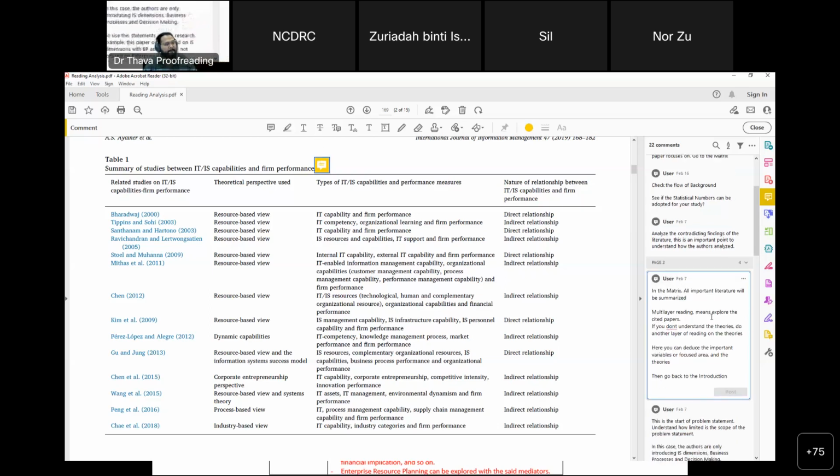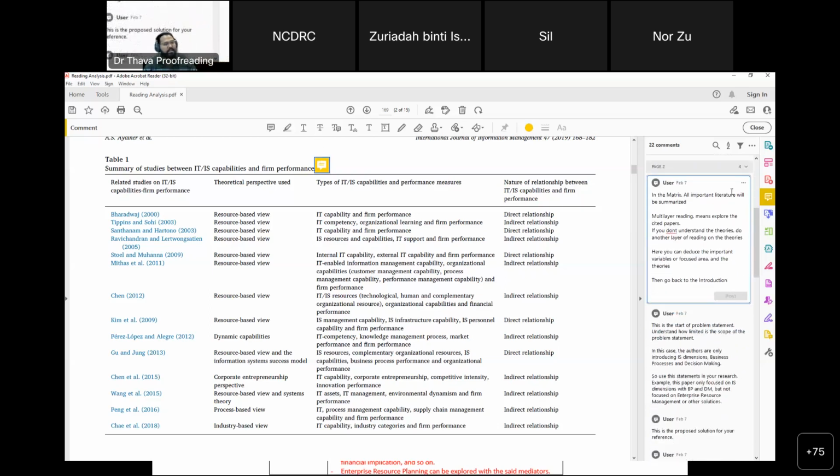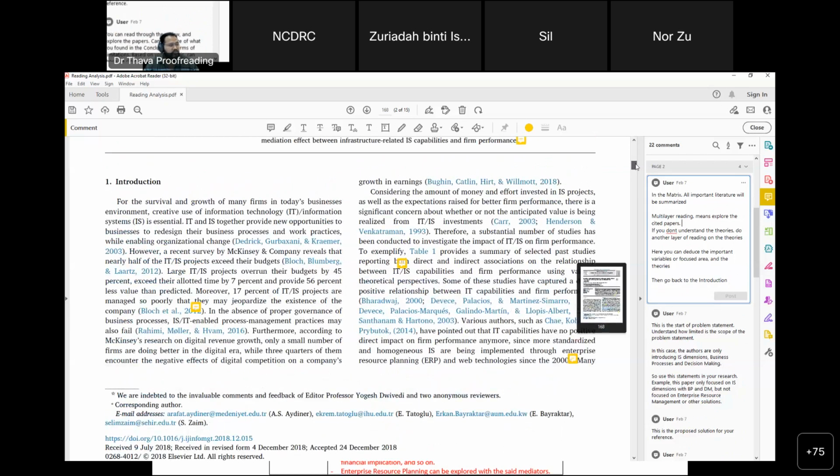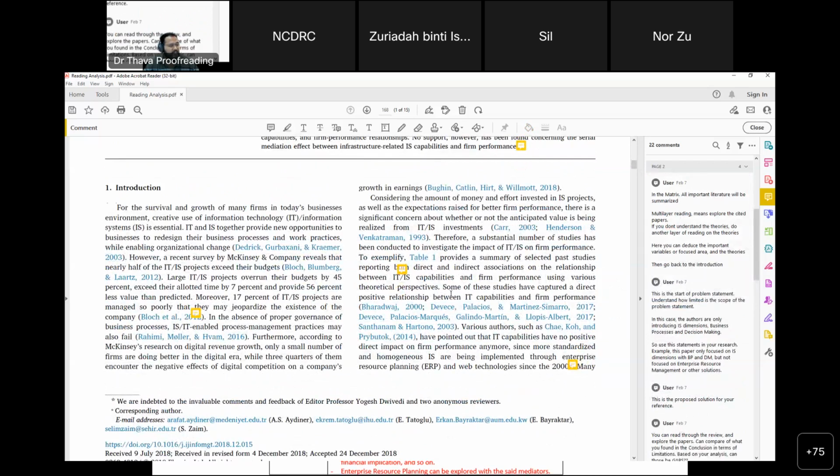So, in the matrix, all important literature will be summarized. Multi-layer reading means explore cited papers. That's called multi-layer reading. If you don't understand the theories, do another layer of reading on the theories. Here you can deduce the important variables of focused area and the theories. Then go back to the introduction. So based on the matrix there, this is what they have perceived. They have concluded.